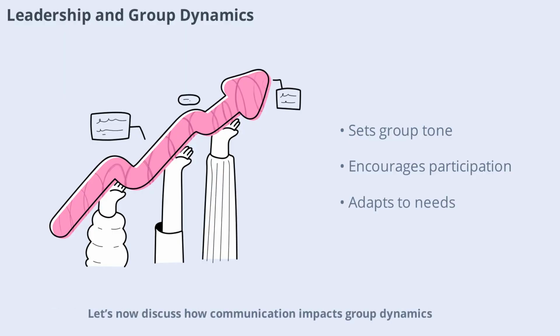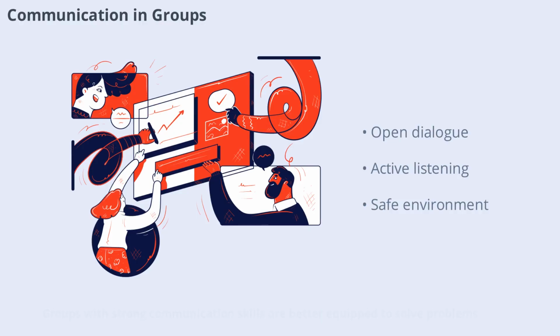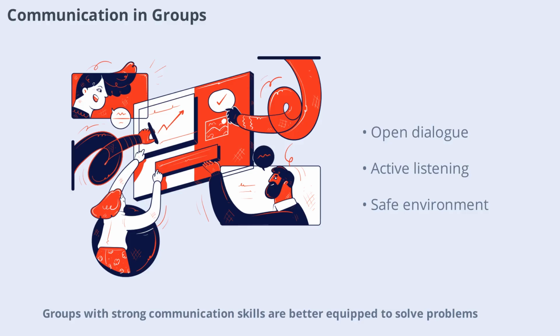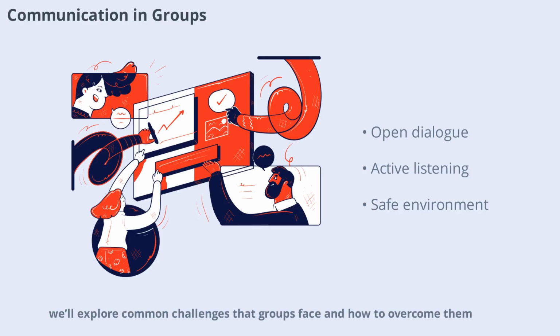Let's now discuss how communication impacts group dynamics. Open and effective communication is the backbone of healthy group dynamics. It ensures that everyone's ideas are heard, misunderstandings are minimized, and feedback flows freely. Groups with strong communication skills are better equipped to solve problems, make decisions, and adapt to change. Leaders can foster good communication by encouraging active listening, providing clear instructions, and creating an environment where members feel safe to speak up.